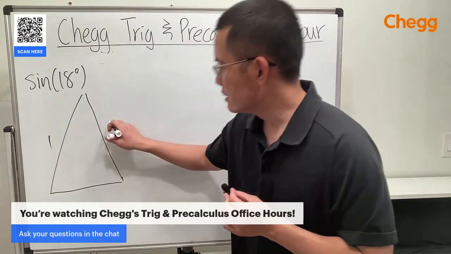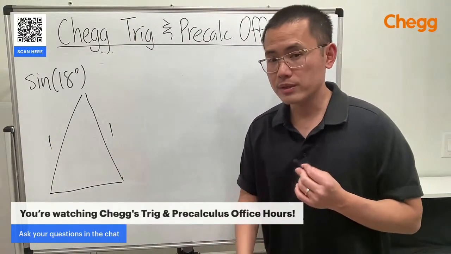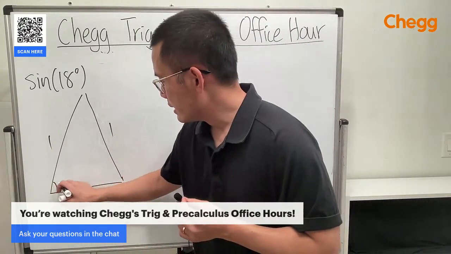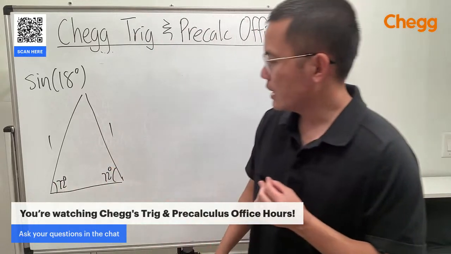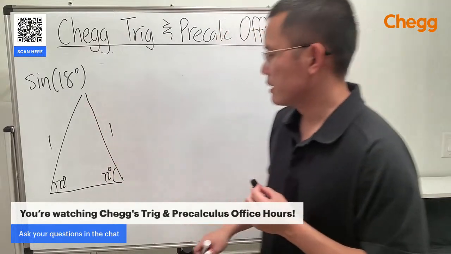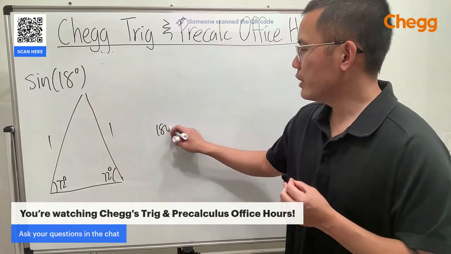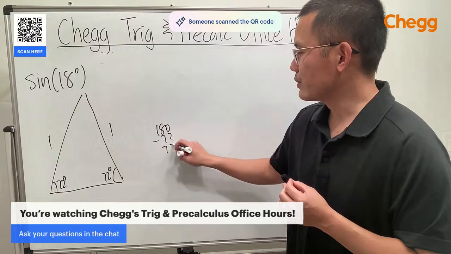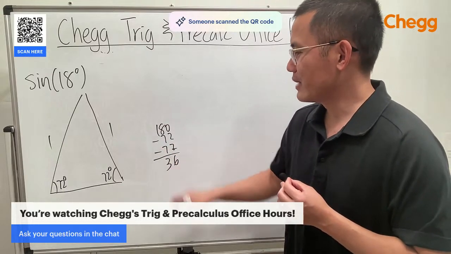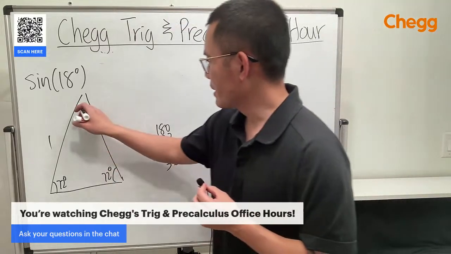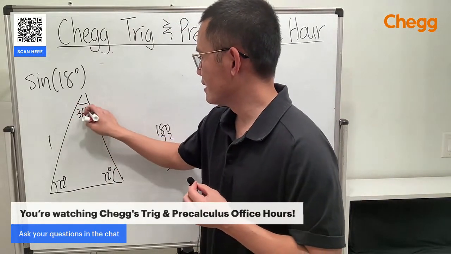Let's say this is 1, this is 1. And we are going to do 72 here and then 72 here, right? And then we are going to make a cut. Let's see, 180 minus 72 minus 72. That's 36, right? So this right here is 36 degrees. Fair?